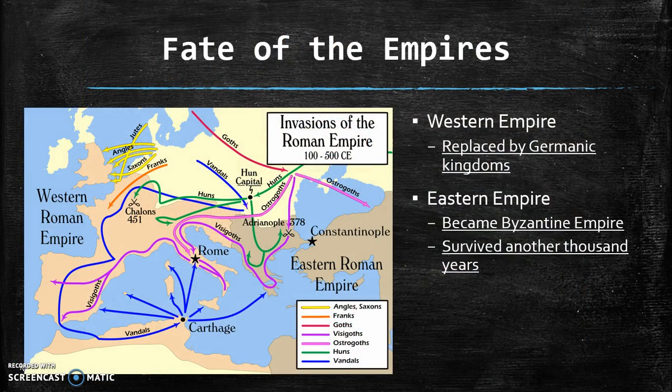Eventually, the Western Roman Empire is going to be replaced by Germanic kingdoms that you see here in the map. Again, here are the wave of invasions that are coming in from the northern parts of Europe. And then the Eastern Roman Empire is going to be renamed the Byzantine Empire, and we'll discuss that in Unit 3. That one is going to survive another 1,000 years. We'll discuss why in the next unit, but just know that the Western Roman Empire does collapse first and is replaced by the Germanic kingdoms that eventually become the countries of Europe.